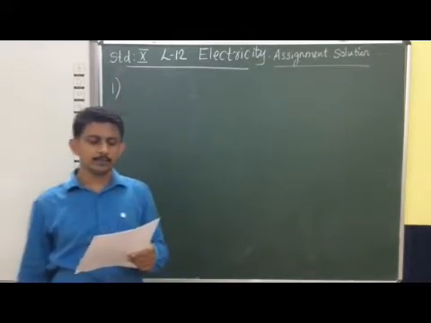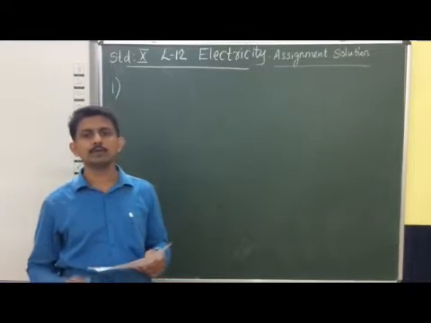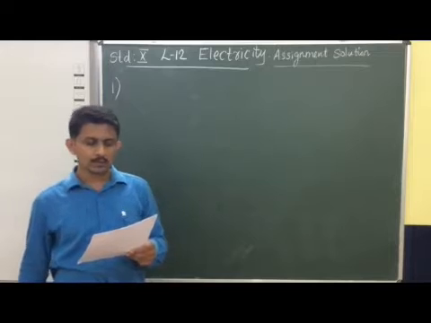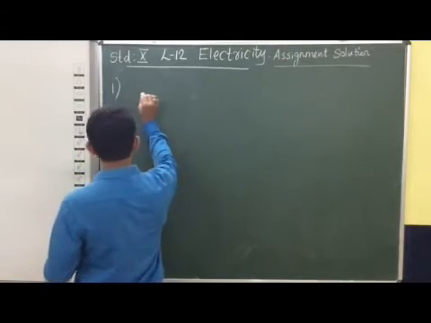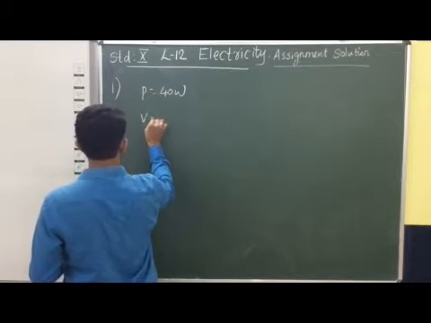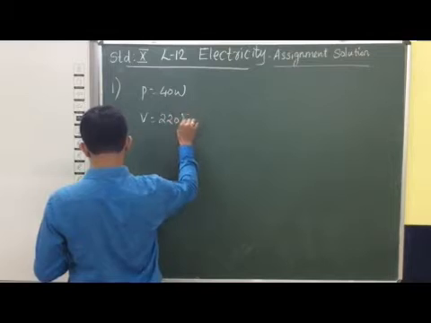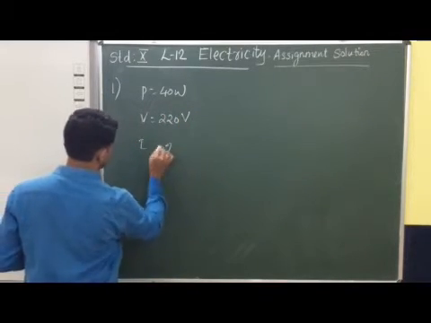What will be the current drawn by an electric bulb of 40 watt when connected to a source of 220 volt? So we have to calculate what is the current. In this question you can see that power is given as 40 watt and the voltage is also given, that is 220 volt. So we have to calculate the current taken by this.